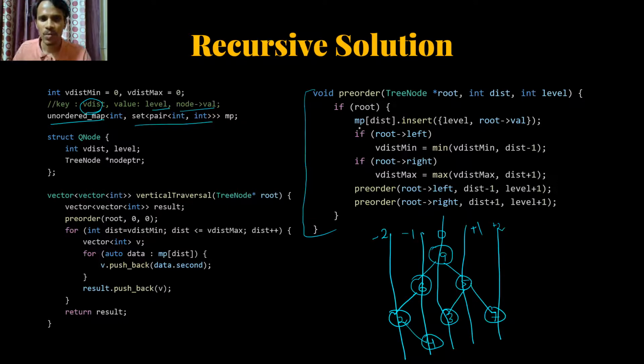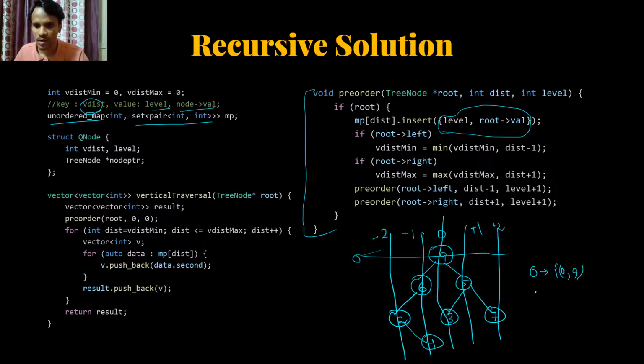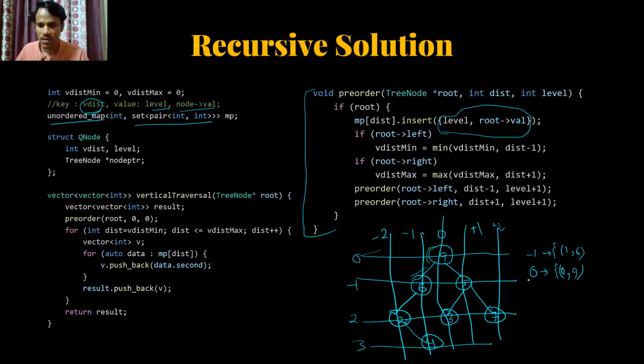So when we are doing pre-order traversal, in the hash map we will insert this level and root value into the set. So we are starting from 0, we insert 9 is at level 0, 0 comma 9. Then at -1, since this is pre-order and we traverse like this, we will insert 1 comma 6. So this is level 1, this is level 2, this is level 3. Then at vertical distance -2, we are inserting level 2 comma node value 2.